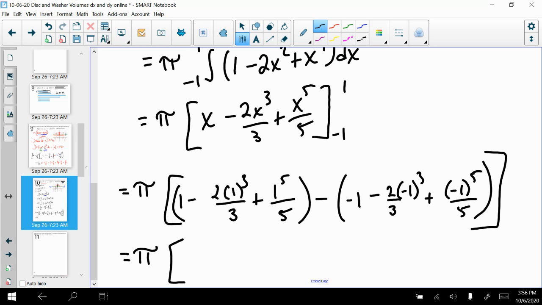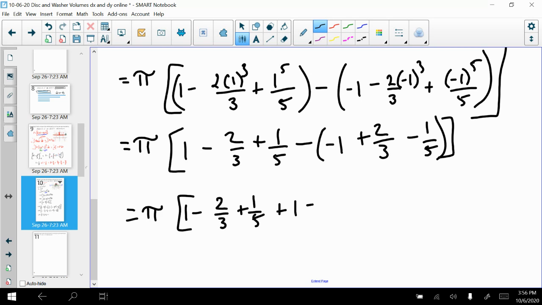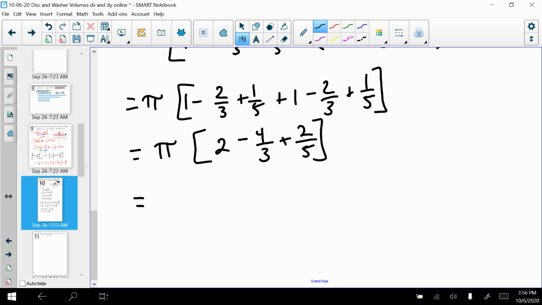Okay, let's go through and simplify some of this. 1 minus 2/3 plus a 5th. I'm going to do this just so I don't make more negative mistakes. -1 plus 2/3 minus 1/5. Okay, and then pi, 1 minus 2/3 plus a 5th plus 1 minus another 2/3 plus another 5th. Combine like terms, and like terms mean common denominators. 2 minus 4/3 plus 2/5. And then for this, of course, we need to get our common denominator of 15.